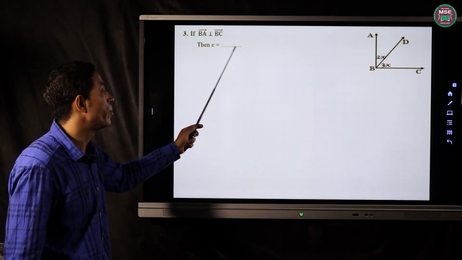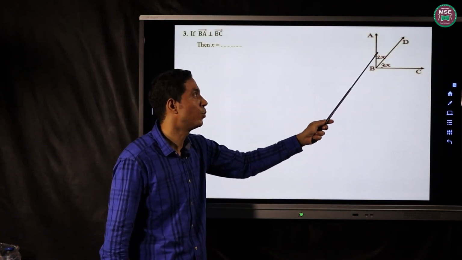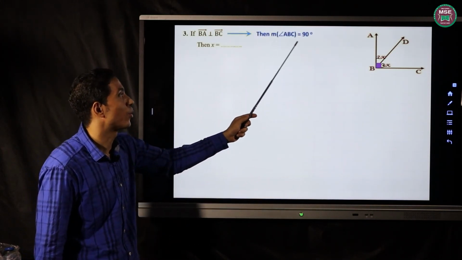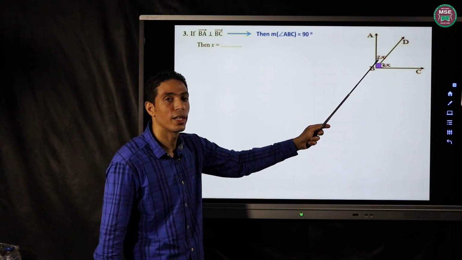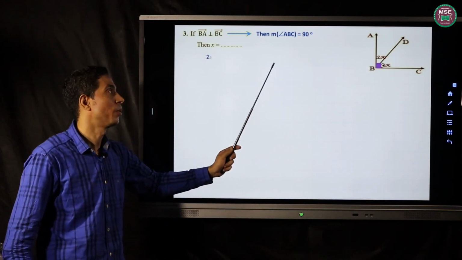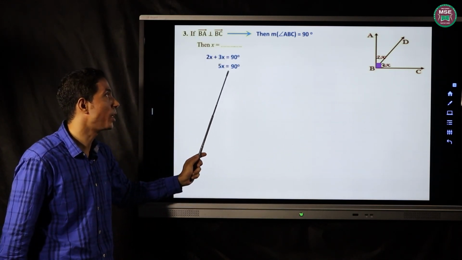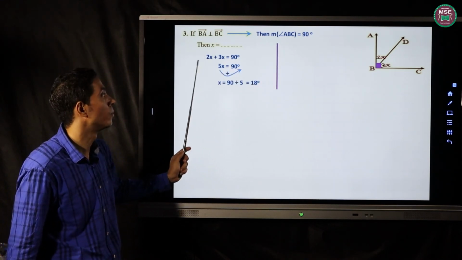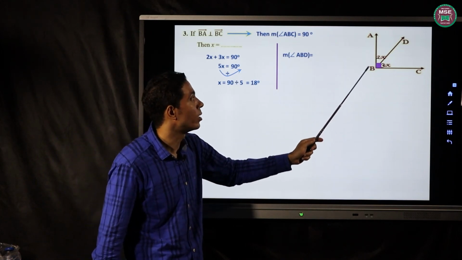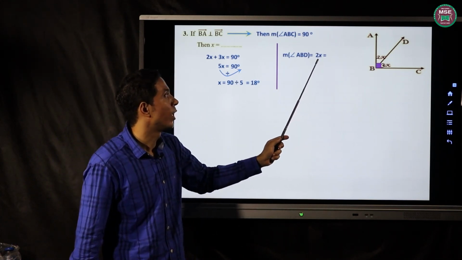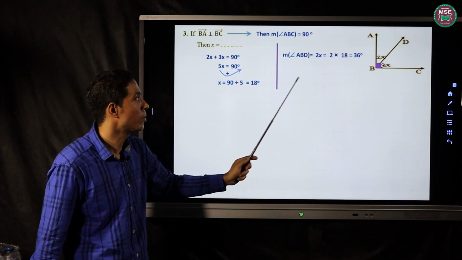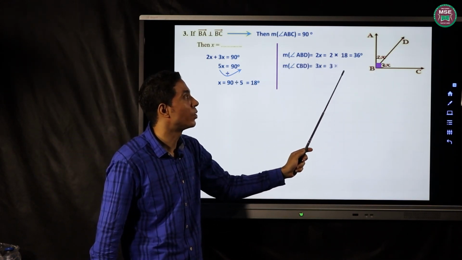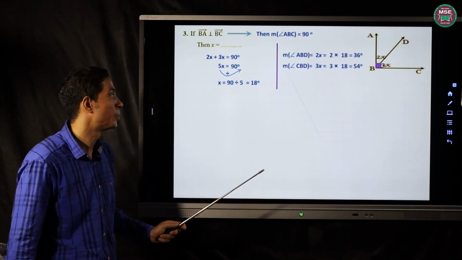Number 3, BA is perpendicular to BC, so these two rays are perpendicular. Then the measure of angle ABC equals 90. Then 2X plus 3X equals 5X, and 5X equals 90 degrees. Then X equals 90 divided by 5, which equals 18 degrees. The measure of angle ABD equals 2X, which is 2 multiplied by 18, equals 36. And the measure of angle CBD equals 3X, which is 3 multiplied by 18, equals 54.